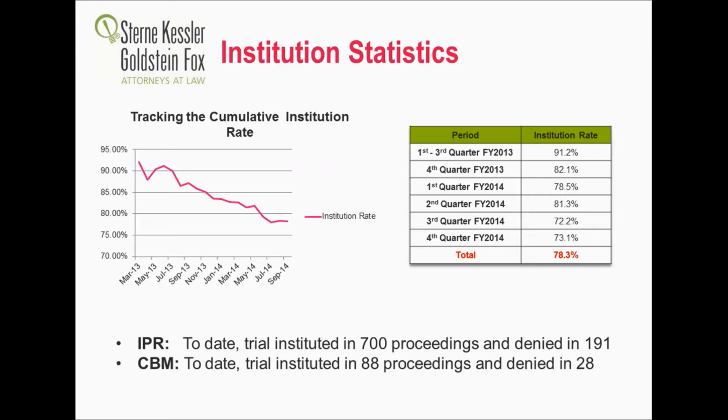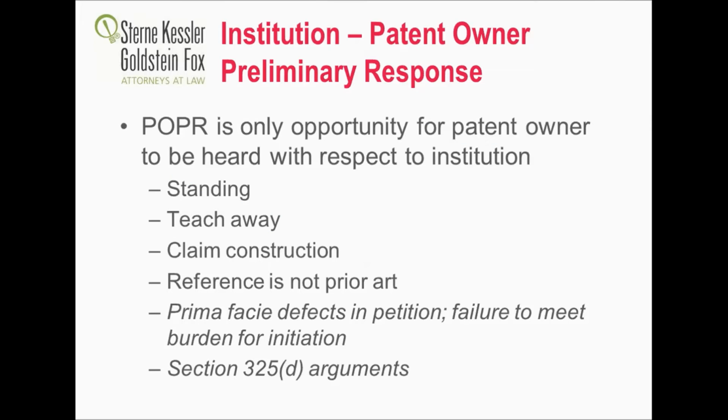Recall that unlike inter partes reexamination, where the central reexam unit would make a decision on whether to institute a reexam based purely on the reexam petition, these inter partes review proceedings allow the patent owner to weigh in on the petition, and then when the board makes its institution decision, it looks at both the petition and the preliminary patent owner response before deciding whether to institute trial. Now, it's an optional filing, but keep in mind that it is the only opportunity for a patent owner to be heard with respect to the institution decision.